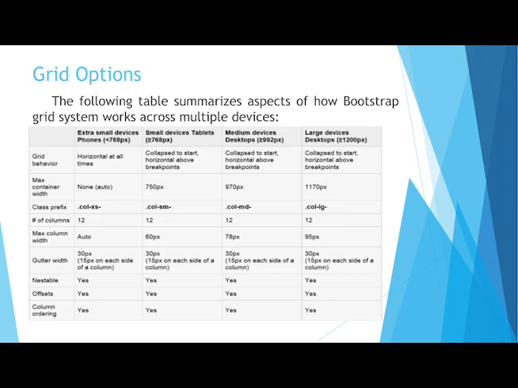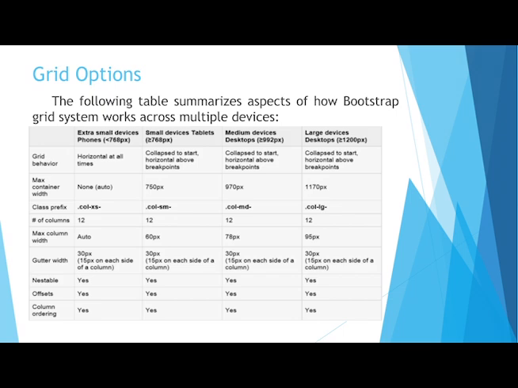Also for your max column width on extra small devices, you won't have to worry about it. It will be taken care of with auto. Then after the number of columns, we have our max column width, which is how big a column can be per device. We have our gutter width, which is all the same for every device.